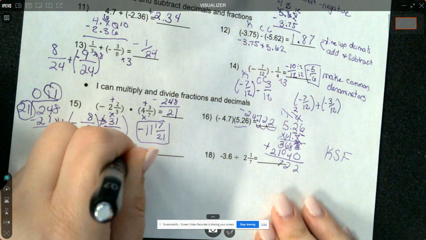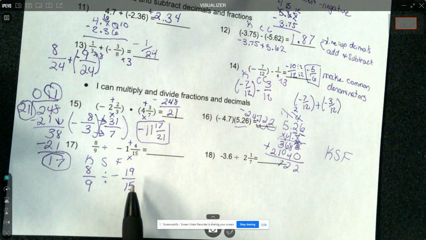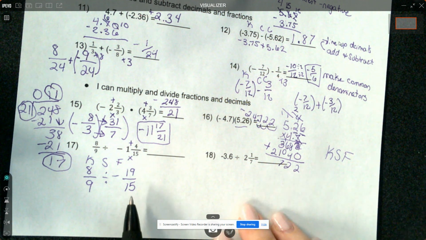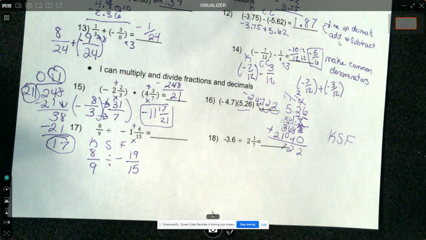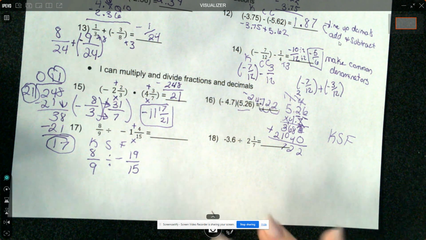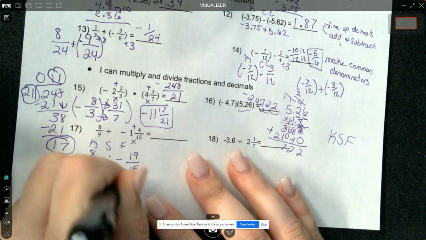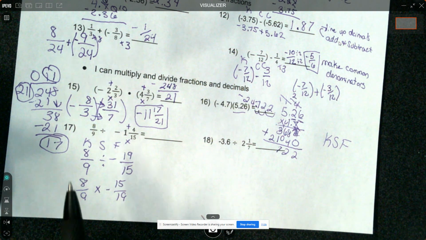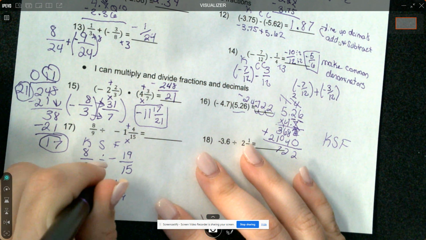So when we do keep, switch, flip, this time you're actually flipping the fraction. You're not changing the sign at all. You keep the sign the same, but you flip the fraction. So when I do that, what does my new problem look like? Aiden? 8 over 9 times negative 15 over 19. Good. And now you just do what we did up here with multiplication, and we go straight across.